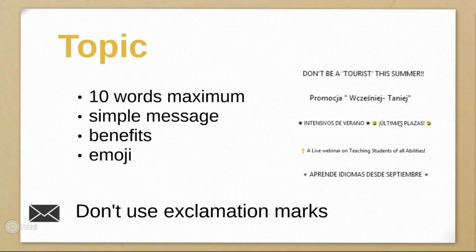As you can see, some of them contain emojis. Here, in this example, in my opinion, this is a bad example, because there are too many emojis. This message seems unprofessional. However, the text is very simple. There's an intensive course for summer and last spots, but this, I don't know, sun. Yeah, this is sun. This is for summer. This is not good in my opinion. This is simply too much.